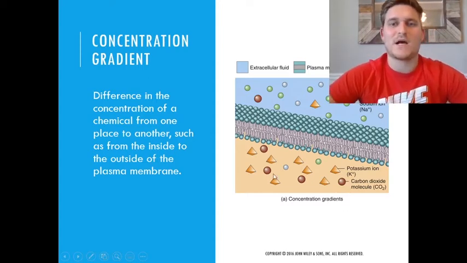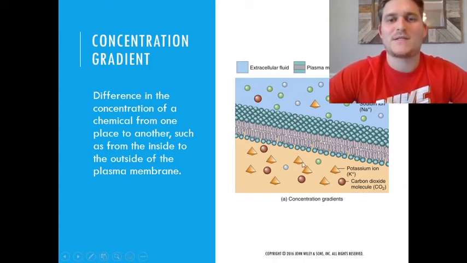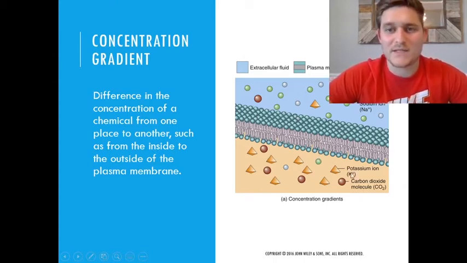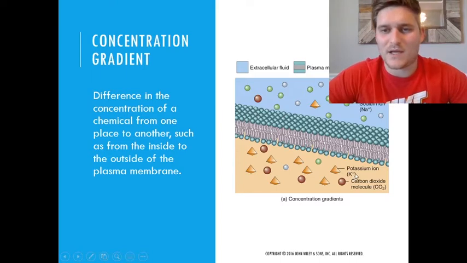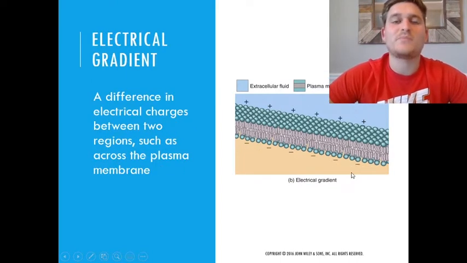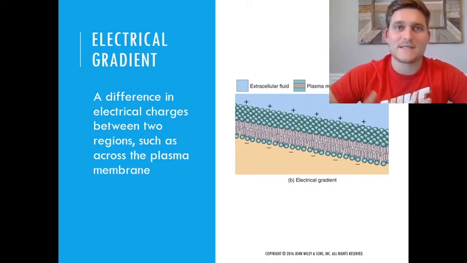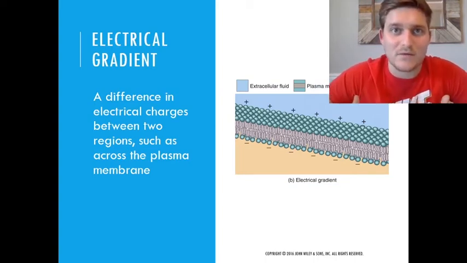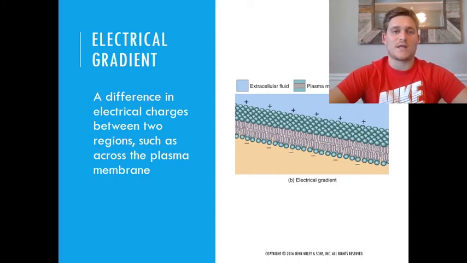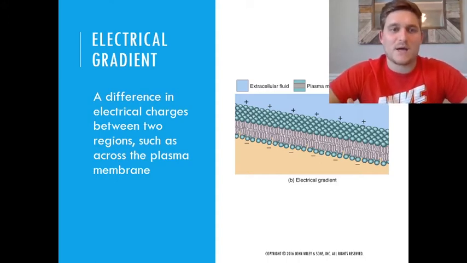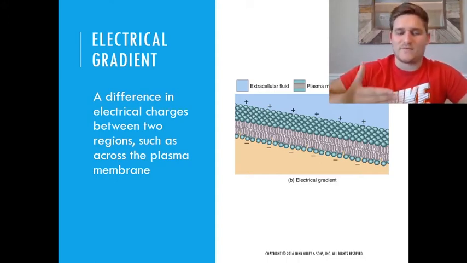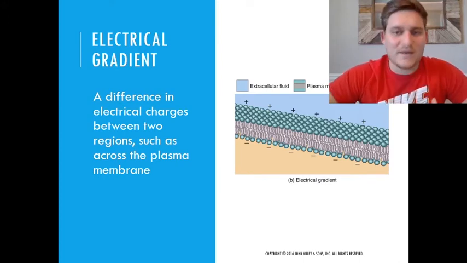Not only does the concentration dictate the movement of these ions, but since they come with a charge, there's going to be what's called an electrical gradient as well. And so as an ion moves in and out of the cell, so does its charge. And that creates a difference between charges of the inside of the cell and the outside of the cell.